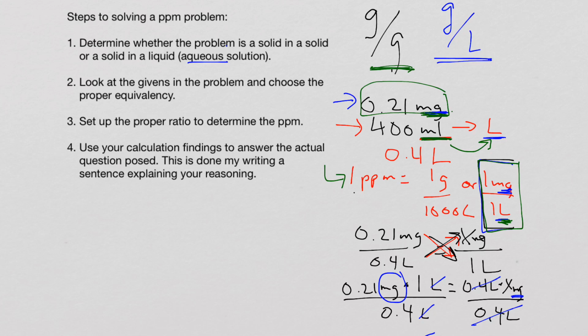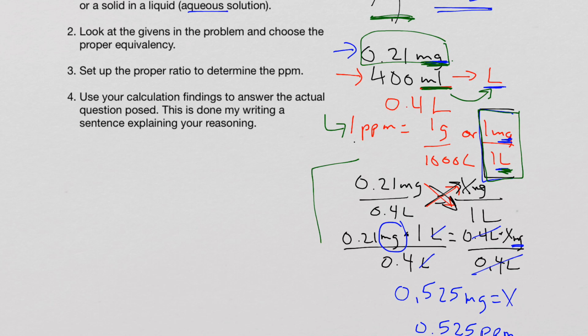Now I'm going to set up my ratio of what I was given in the problem to determine how many ppms I actually have. In order to do that, that brings us to this actual section right here. So I was given 0.21 milligrams in a 0.4 liter solution, and 0.21 milligrams to 0.4 liters is going to be equal to X milligrams in 1 liter. Okay? And in order to do that, I've got to cross multiply.